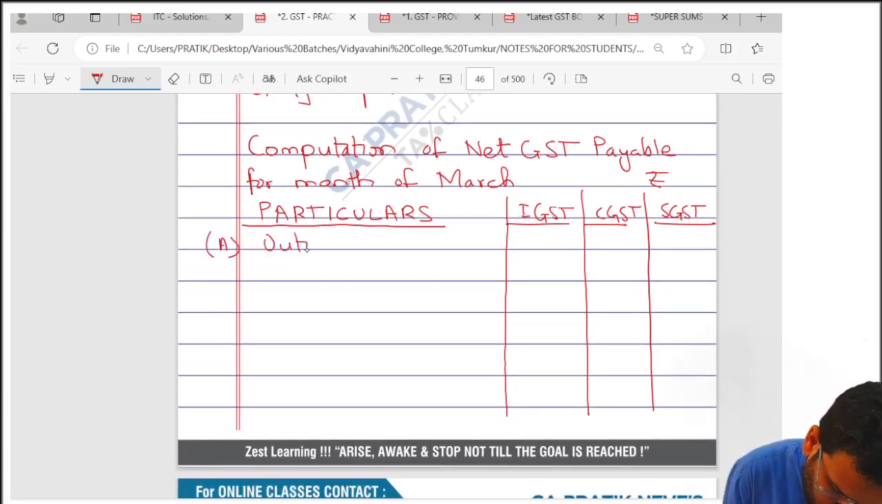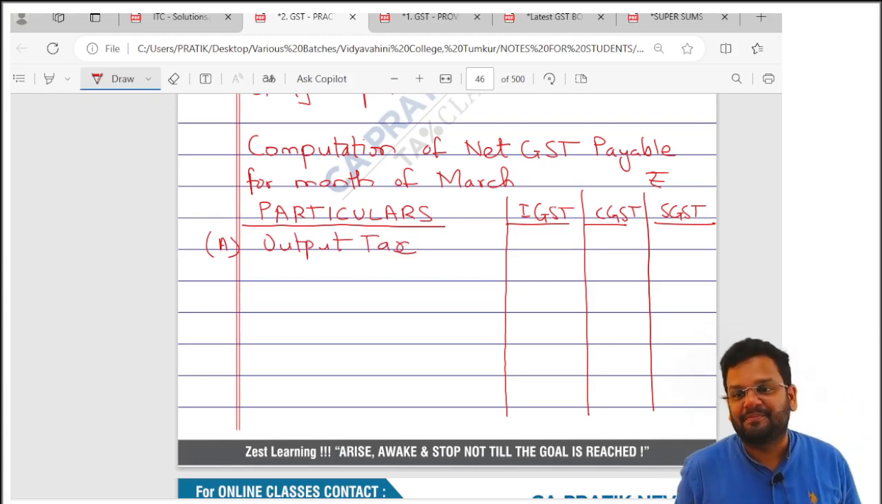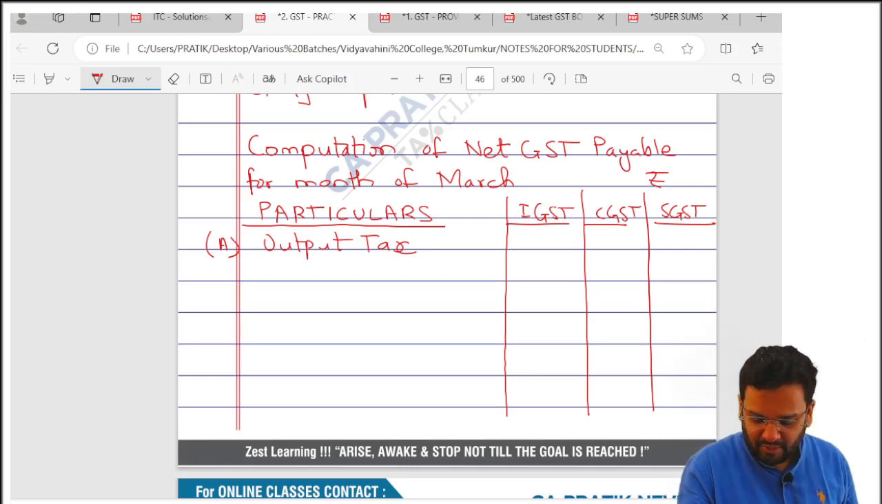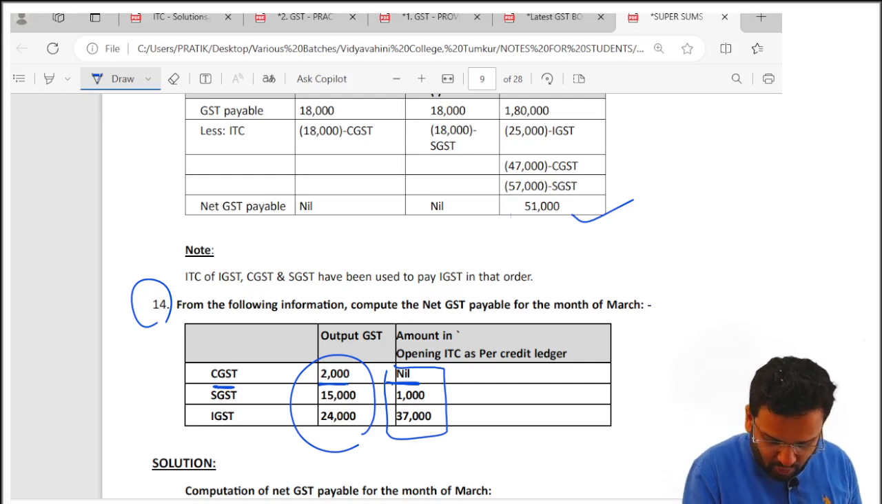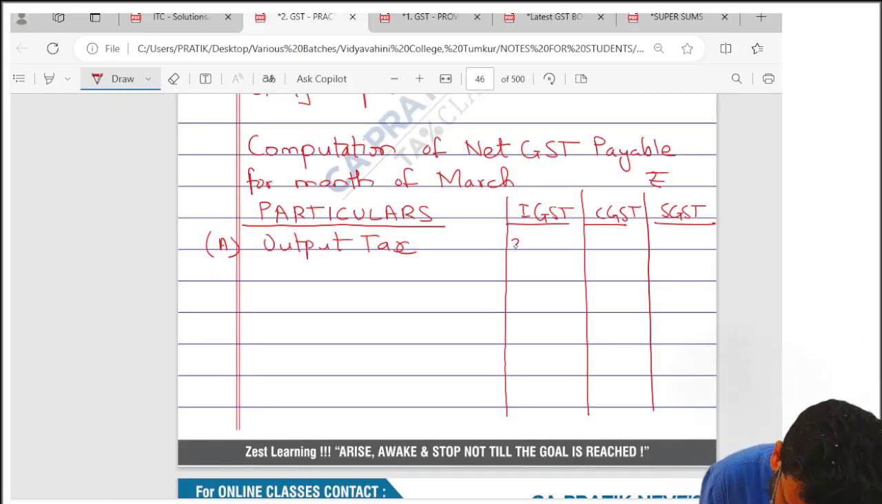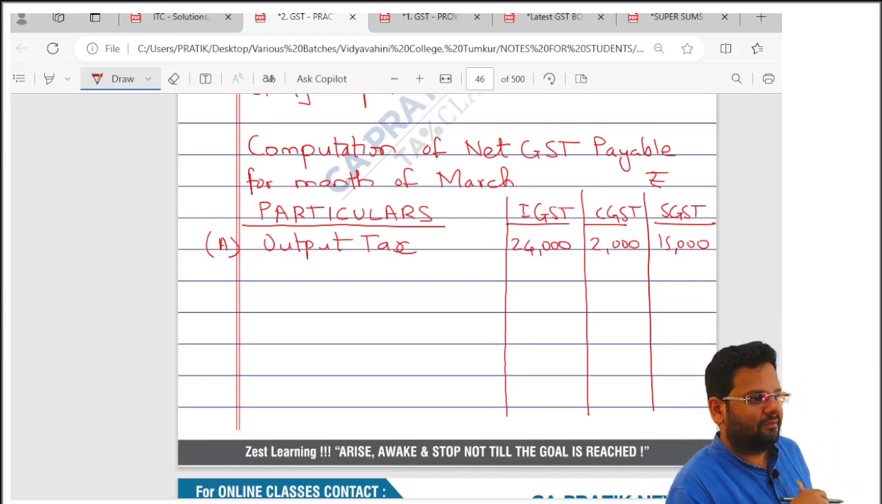A point, output tax. Copy paste. Tell me what is the output tax. You have the sum: 24,000, 2,000 and 15,000. 24, 2 and 15. All of you, 24, 2 and 15.